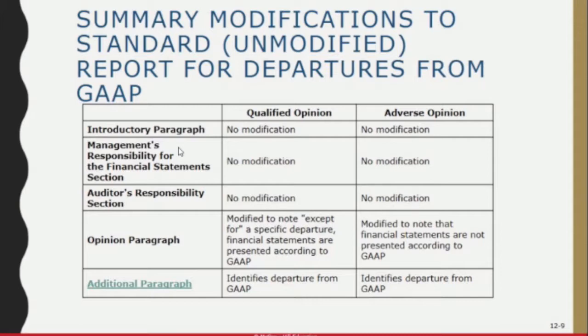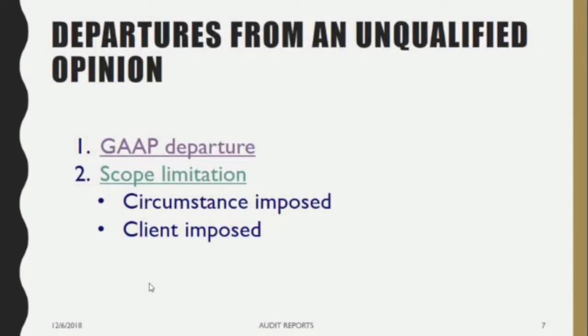Questions? Pretty straightforward. So that's a GAAP departure. The next type of departure or modification relates to scope limitations. That's when there's an imposition placed, either by circumstance or by the client, on the auditor's ability to collect audit evidence. If they can't collect audit evidence about assertions, then they can't give an opinion on that account.